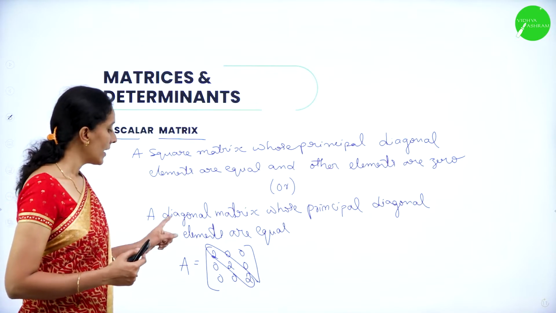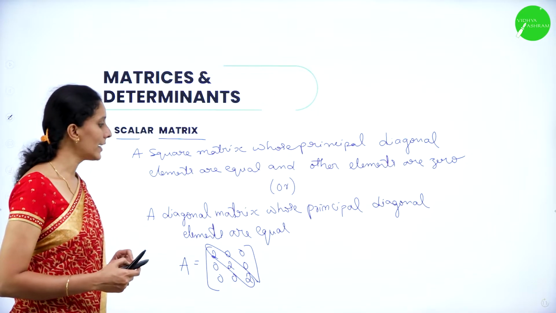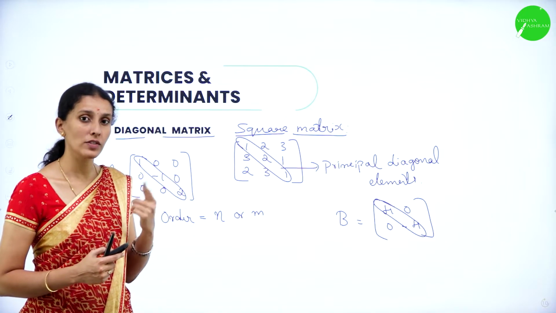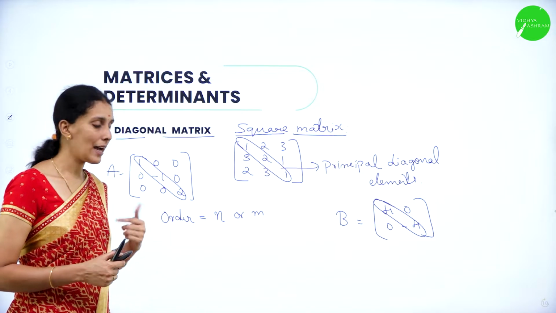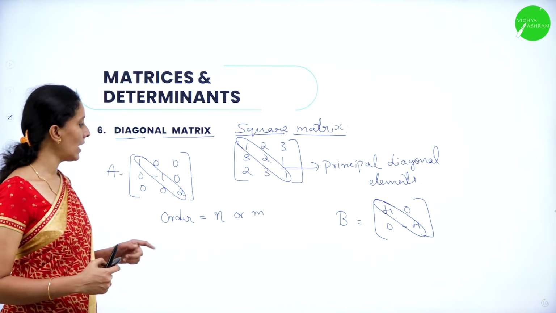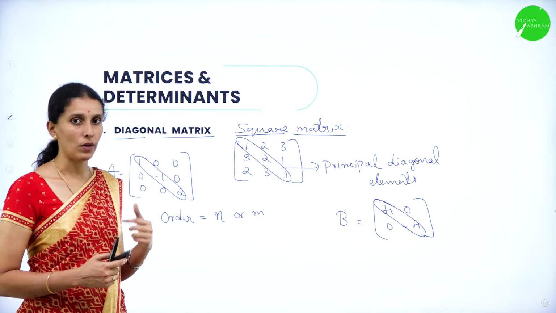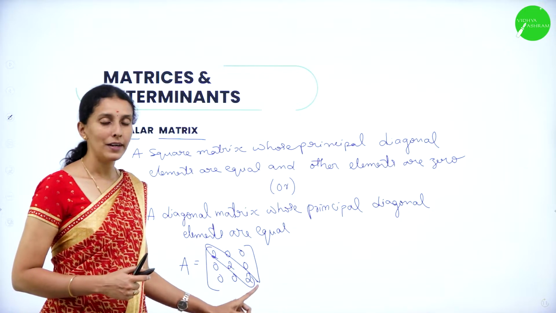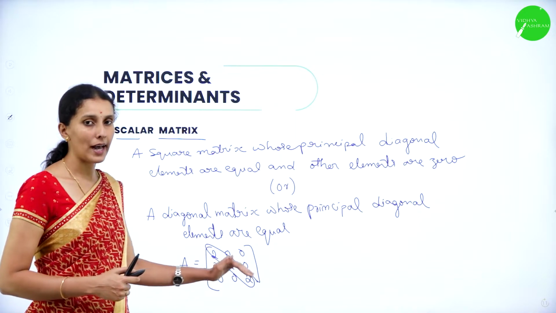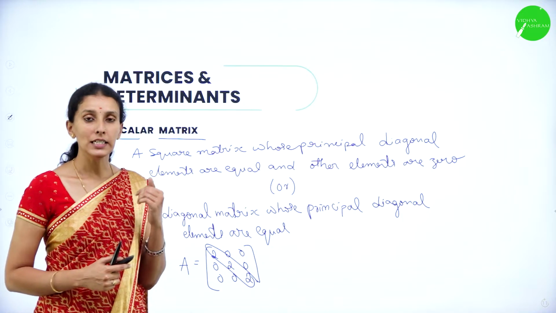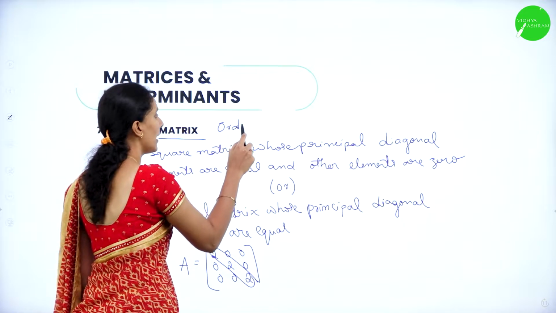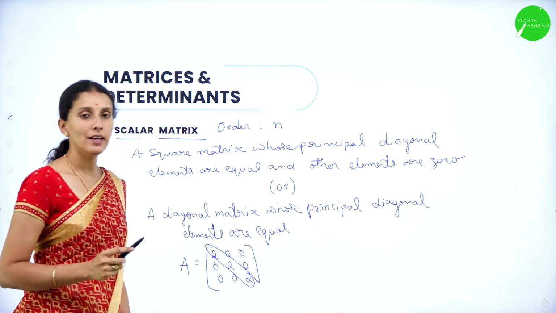Or you can say it's a diagonal matrix, because we know that in a diagonal matrix, except principal diagonal elements, the rest of the elements are 0. So we can directly say it as a diagonal matrix whose principal diagonal elements are equal. In a diagonal matrix, the principal diagonal elements are not necessarily equal; they may be different. But here, the principal diagonal elements are equal. So it's a diagonal matrix where principal diagonals are equal, and then we can call it a scalar matrix. Again, the order here we can take as n because it's a square matrix.